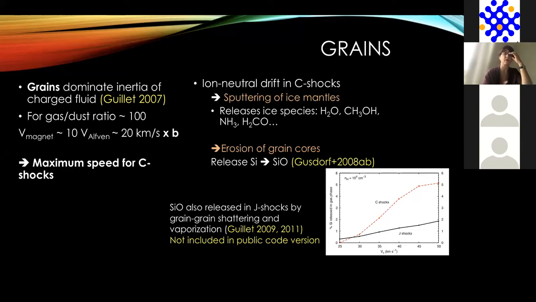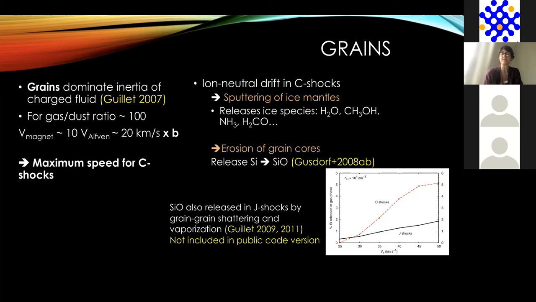So if the ratio of mass is 100, the ratio of velocities, which is 1/√ρ, is 10. So you see that this magnetosonic speed is typically about 20 kilometers per second times this magnetic parameter, which is of order one for the general ISM. So C shocks cannot be very fast. I mean, it's a limit of about 20 kilometers per second.